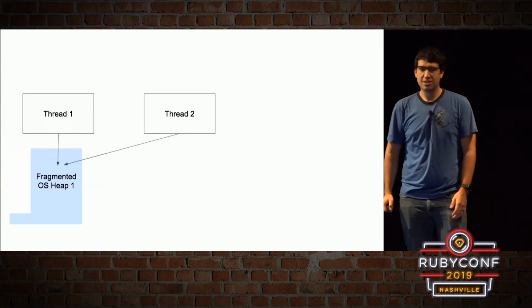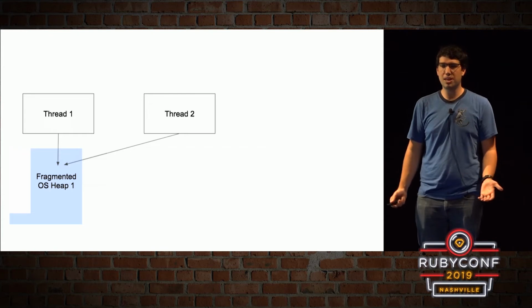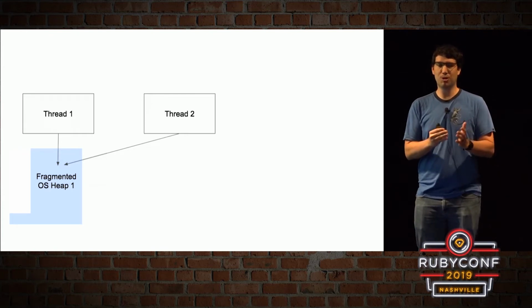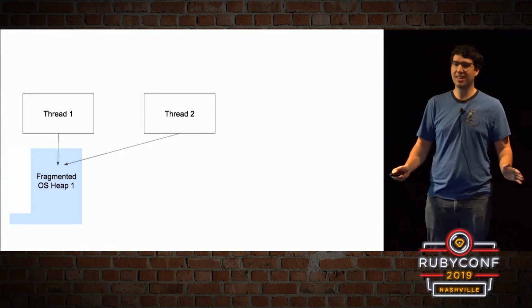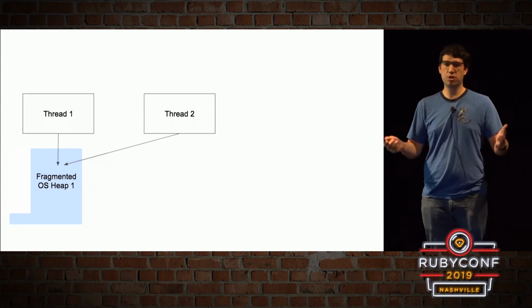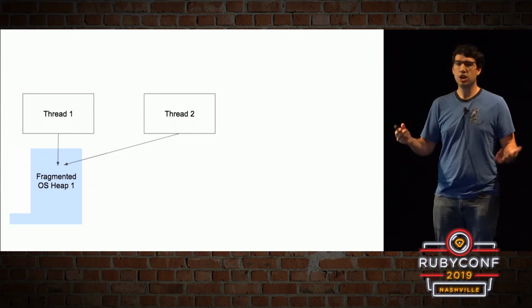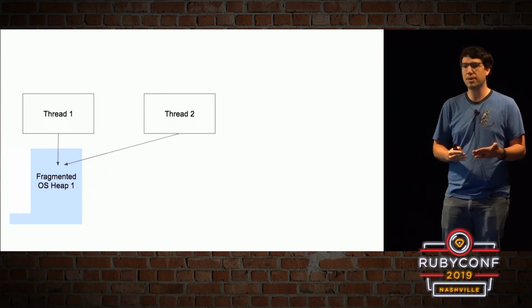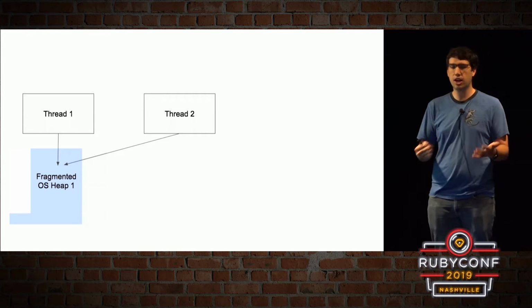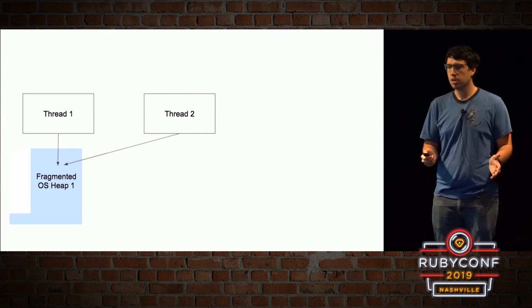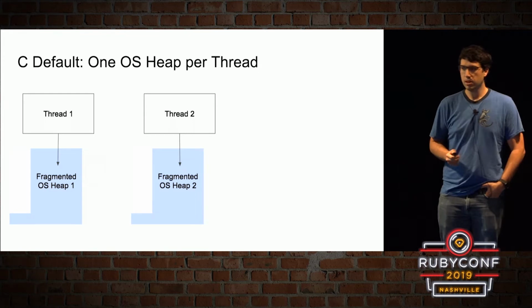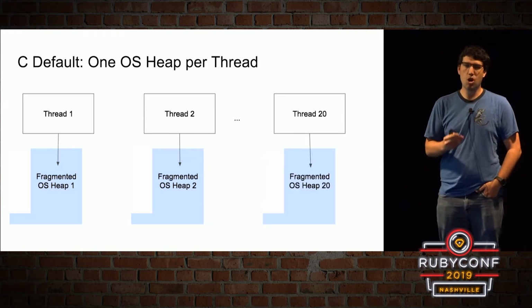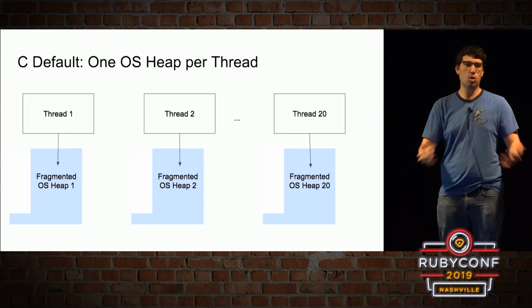When you have multiple threads, you would think that they would just share the same heap. After all, remember, Ruby has a global interpreter lock. You can only run one thread at a time. But we're talking about C land. C doesn't know that. In C, you can run whatever you want. So C is trying to be helpful and thinks, hey, two threads trying to allocate memory in the same heap, that can cause contention, that can cause performance problems. Let's not do that. So instead, each thread gets its own OS heap. And so all 20 of our threads have their own fragmented OS heap that's just getting more and more fragmented over time.